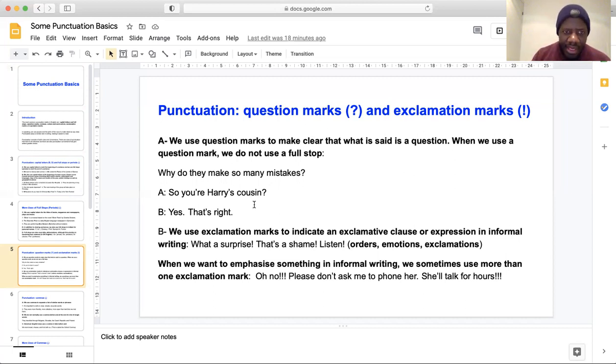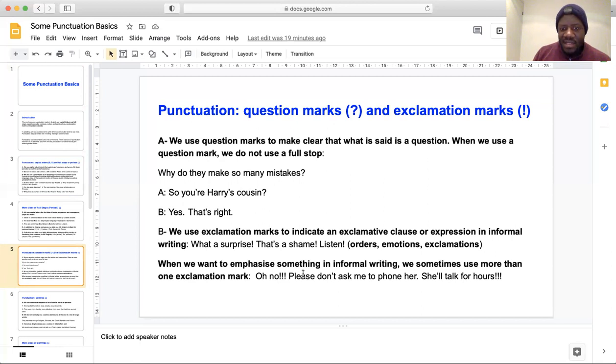punctuation marks. Now, we also use exclamation marks to indicate an exclamative clause or expression in informal writing. What a surprise! That's a shame. Listen! Or sometimes even informal writing, and we use it especially to give orders or to show that a particular word or verb is used as an order. We can say, come here, then it will end with an exclamation mark. In that case, it is indicating order, command. But we also use exclamation marks to indicate emotions and other forms of exclamations or surprise.